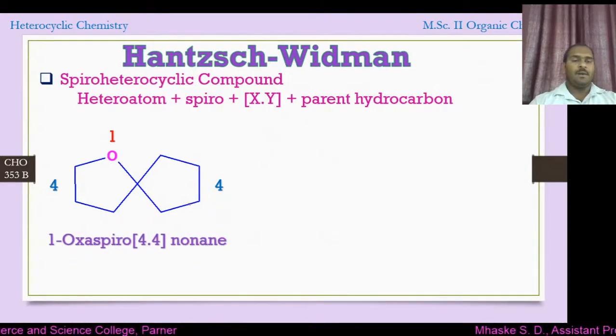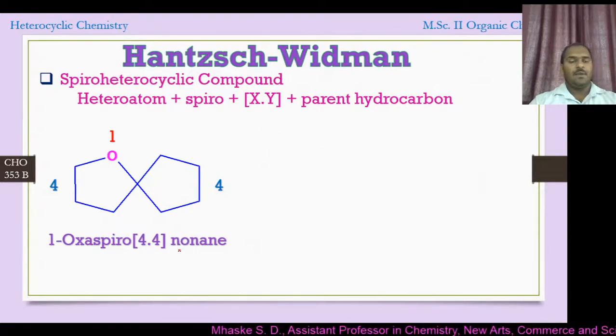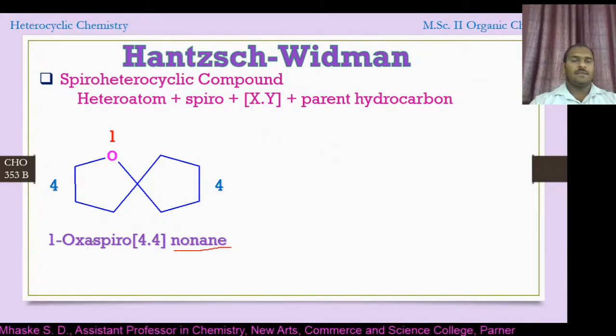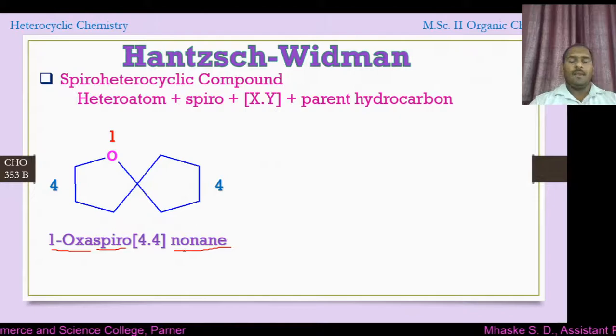So the name of the compound will be 1-oxaspiro[4.4]nonane. Why nonane? Because the parent has 9 carbon atoms. At the first position there is oxygen, so 1-oxa, spiro is the type of system, and 4 from this ring and 4 from the other ring, so [4.4]. That will be the name.